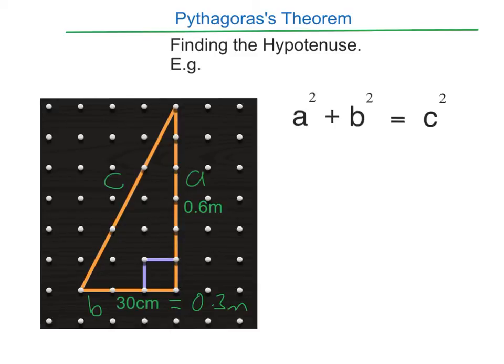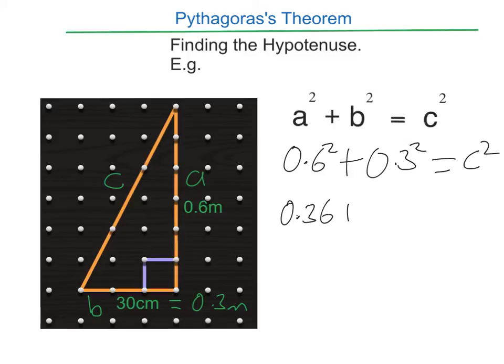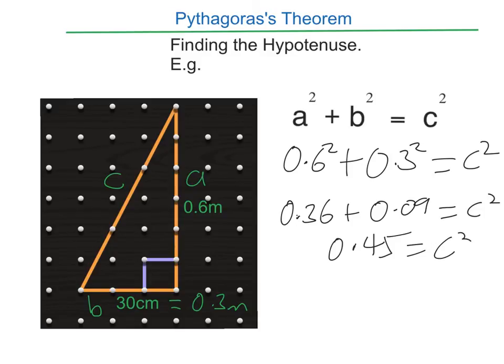So looking at the equation, I've got a squared plus b squared equals c squared. A is 0.6, so substituting in, I get 0.6 squared. B is 0.3, so that's 0.3 squared. And C we don't know. 0.6 squared is 0.36. 0.3 squared is 0.09, and that's equal to C squared. Now if I add those two numbers on the left together, I'm going to get 0.45. So that's equal to C squared.